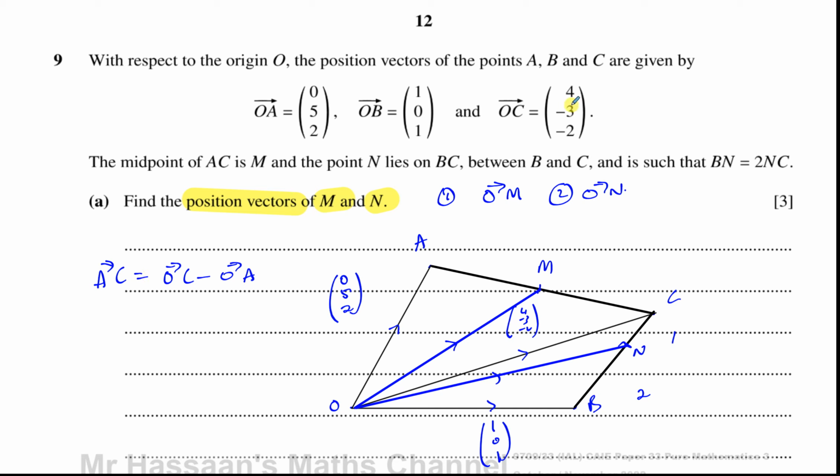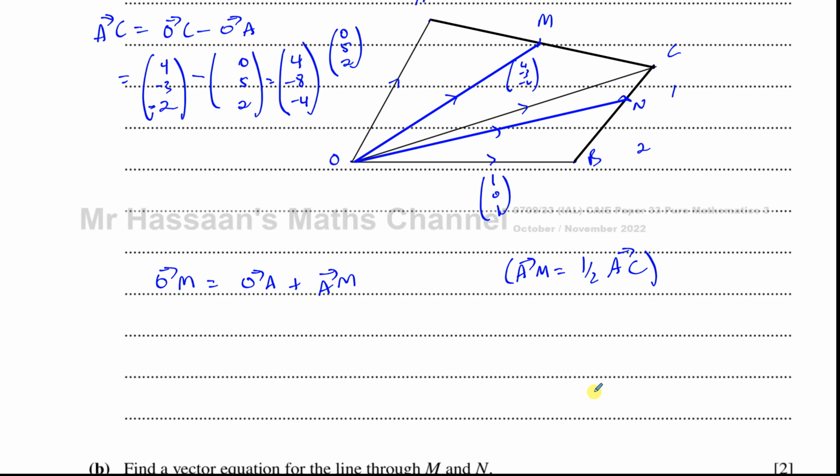So I want to go from A to C. I've got to go the minus this and then plus that. So it's the same as this minus that. So O to C is going to be 4, -3, and -2. Be careful with your signs here. Minus O to A, which is 0, 5, 2. Now that gives us what vector? 4 minus 0 is 4. -3 minus 5 is -8. And -2 minus 2 is -4. So 4, -8, -4 is the vector from A to C.